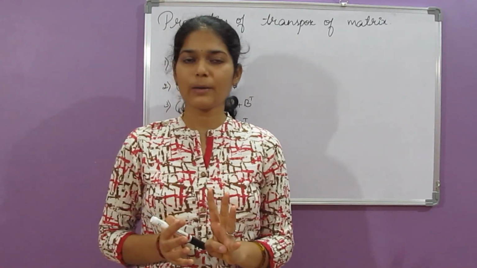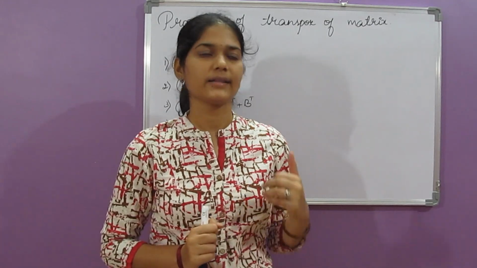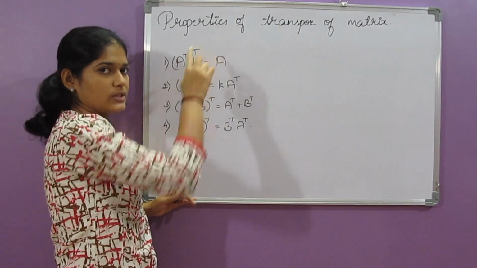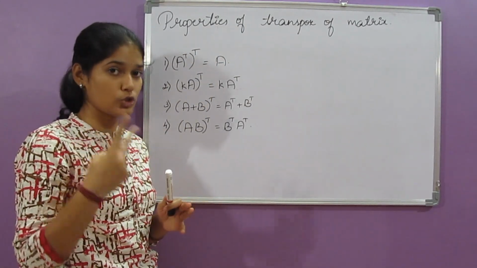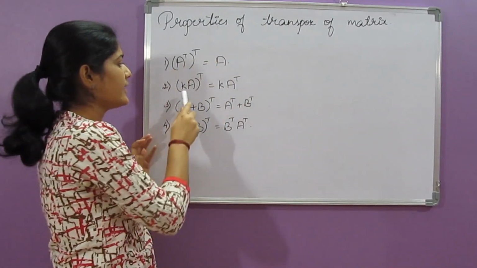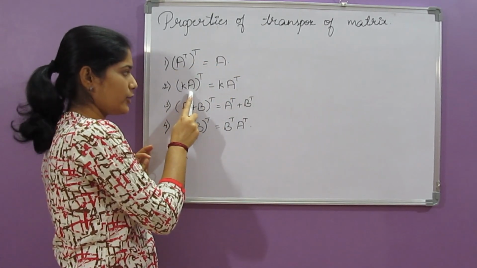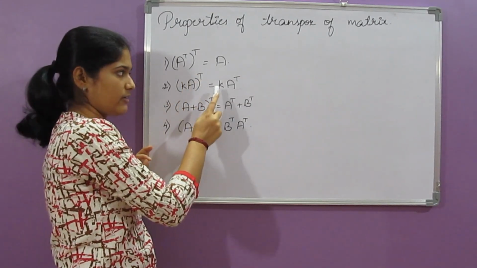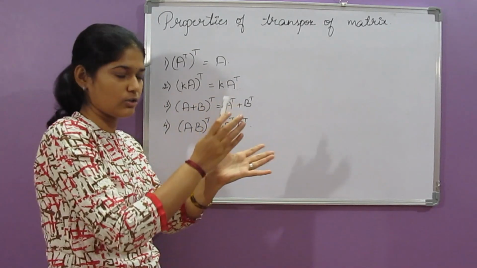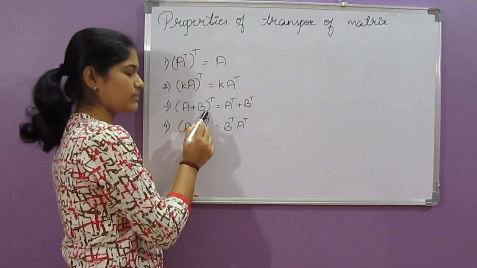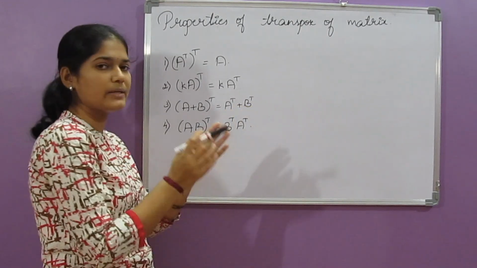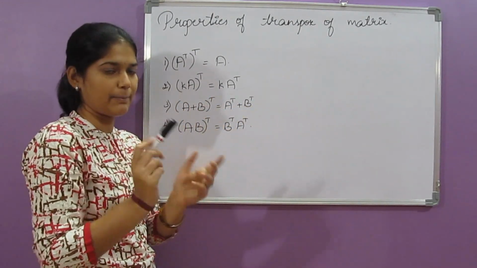There are 4 properties of transpose of a matrix. The first one is A transpose whole transpose. That is, when we apply transpose 2 times, then we will get back to the same matrix A. And K is some scalar, K into A whole transpose is equal to K into A transpose. That is, we can take the constant outside. And also A plus B whole transpose is A transpose plus B transpose. That means we can apply the transposes separately.